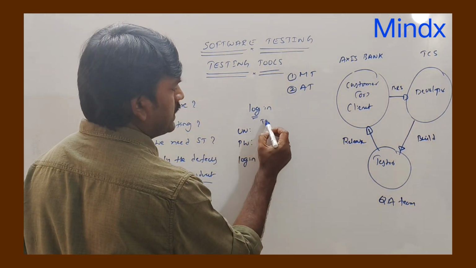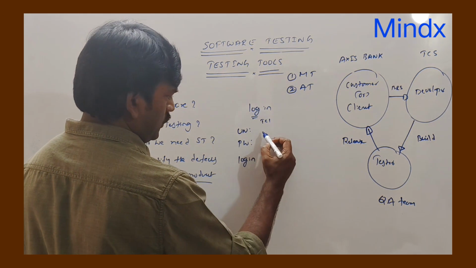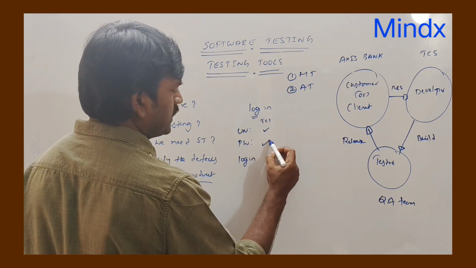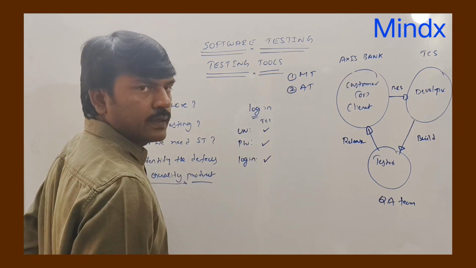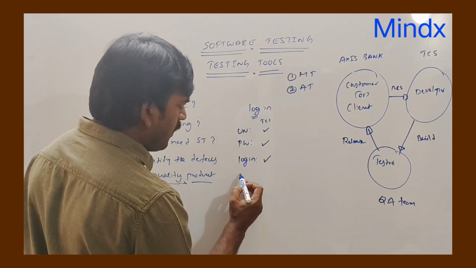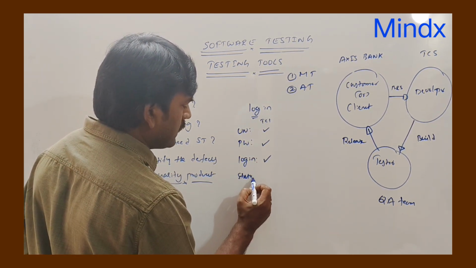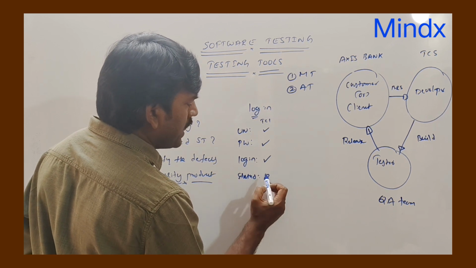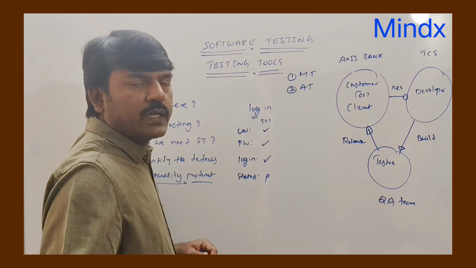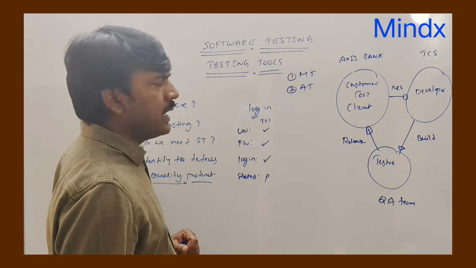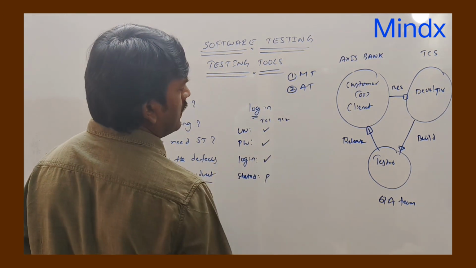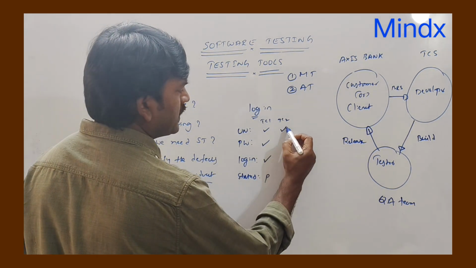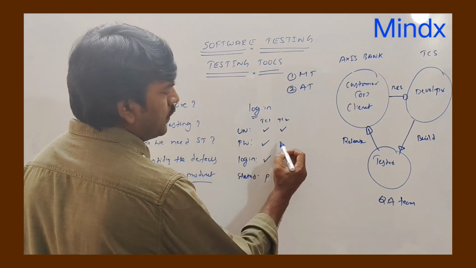So test case 1: username is correct, password is correct, login is also done. Yes, login. It's a positive test. Now I am giving the status. The status is pass. Application is working perfectly. Now one more test case is prepared by the tester. Test case 2: username is correct, password is wrong.